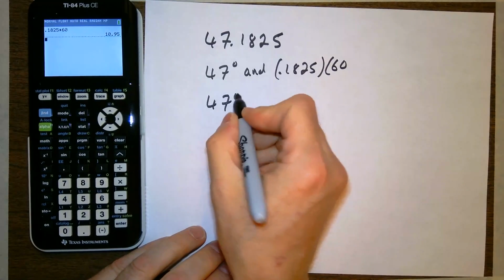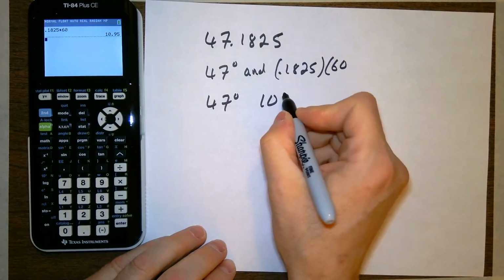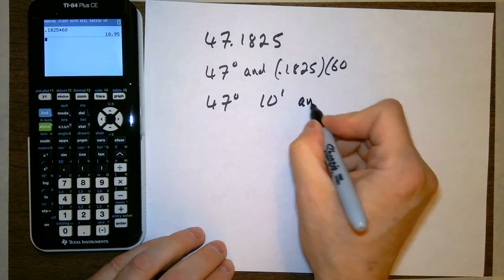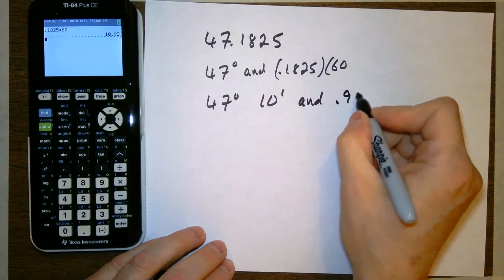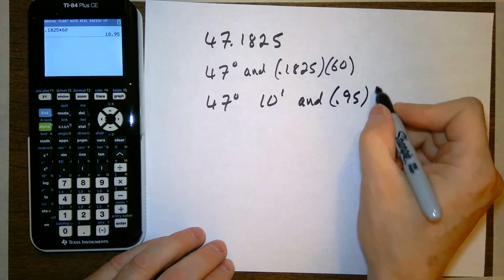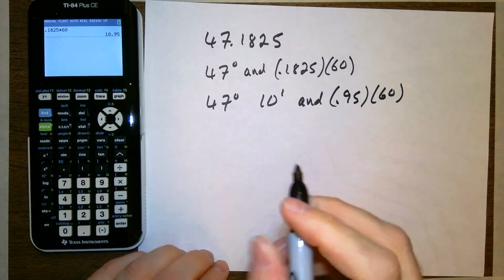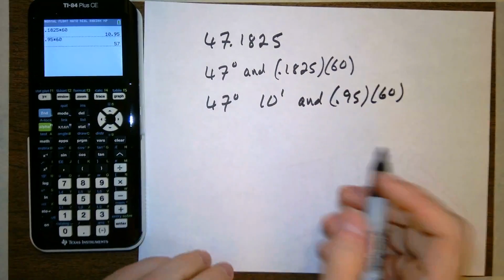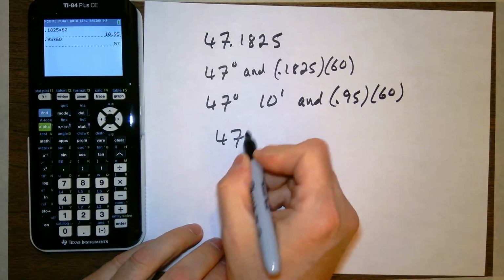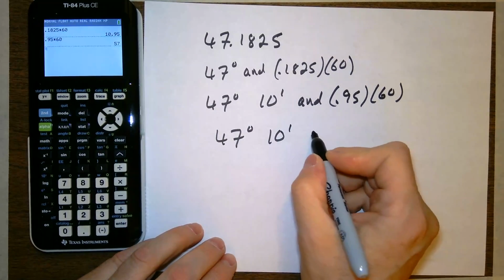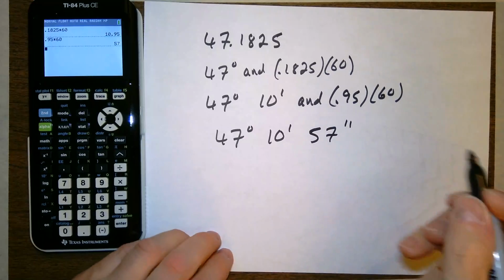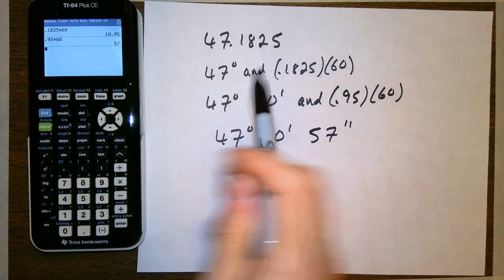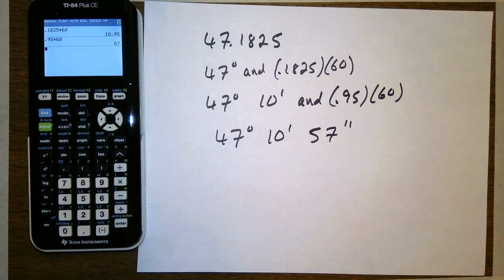So now I've got 47 degrees, 10 minutes, and 0.95 seconds. I'm going to multiply that by 60. And I've got 47 degrees, 10 minutes, and 57 seconds. So converting from decimals to degrees, minutes, and seconds, and from degrees, minutes, and seconds back to decimals. Important little skill.